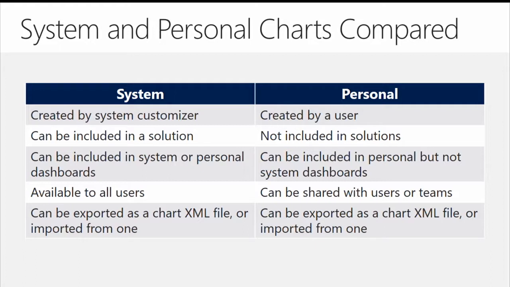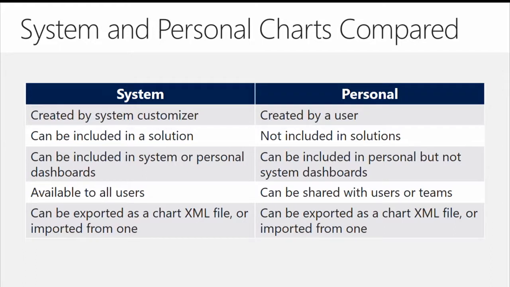Personal charts are actually done on a user by user basis. They would go into a specific entity that has charts associated with it. They would expand the charts area and then create a new chart based upon those options. Now, the difference when you start talking about system versus personal charts is really who can access them. A system chart is created by somebody who has customization capabilities. A system chart is available to be included in a solution because it's part of an entity customization. So when I package those solutions together, that chart will come in there.